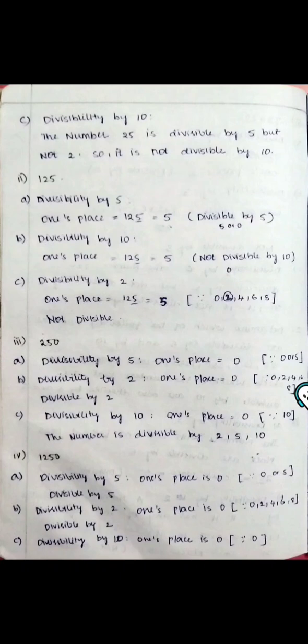And the next one is 1250. So the number is ending with 0. That means the divisibility rule for 5 is that in the ones place it should be either 0 or 5. So it is satisfying the condition. So it is divisible by 5. And for divisibility by 2, in the ones place it is 0, and this one is also satisfying the condition that it should be either 0, 2, 4, 6 or 8. So it is satisfying the condition, so we can say that it is divisible by 2.